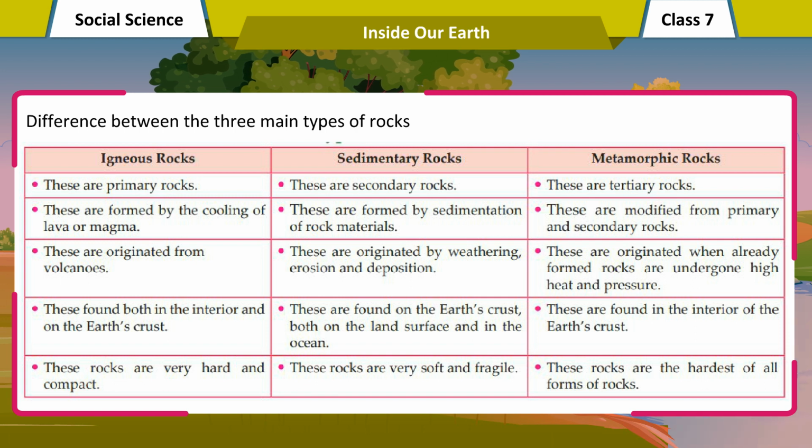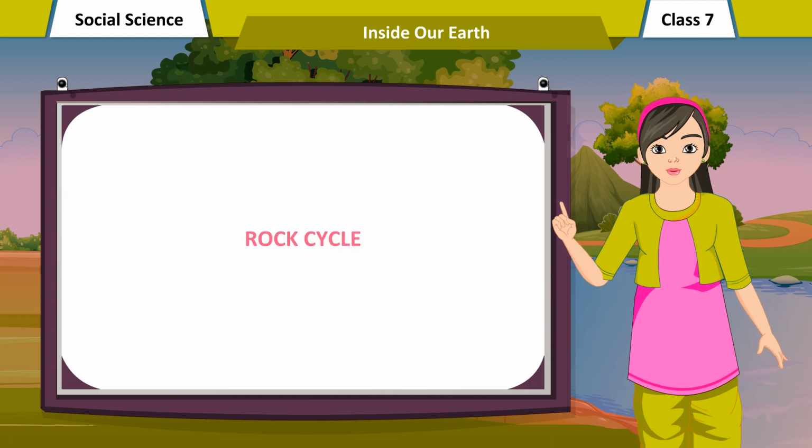These are found both in the interior and on the Earth's crust. These are found on the Earth's crust, both on the land surface and in the ocean. These are found in the interior of the Earth's crust. These rocks are very hard and compact. These rocks are very soft and fragile. These rocks are the hardest of all forms of rocks.